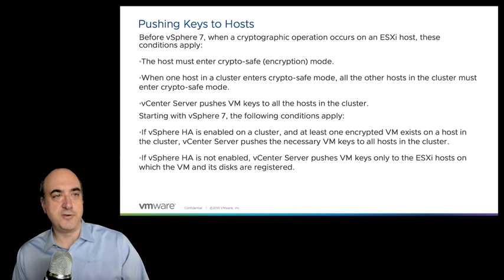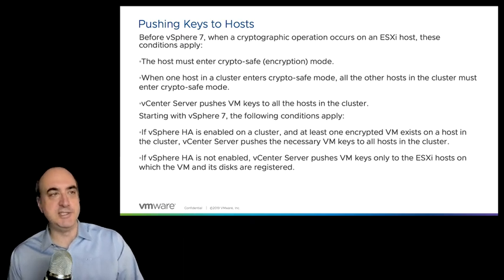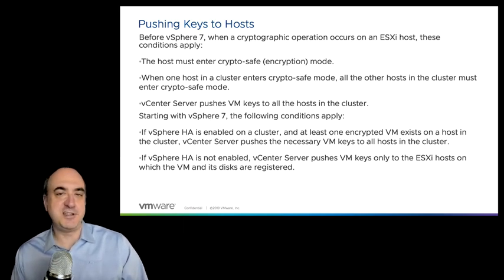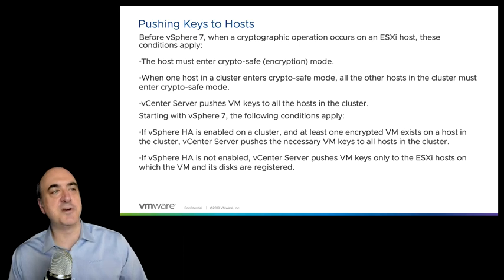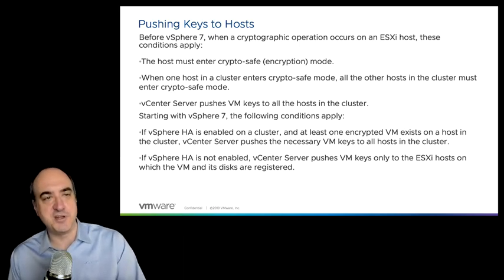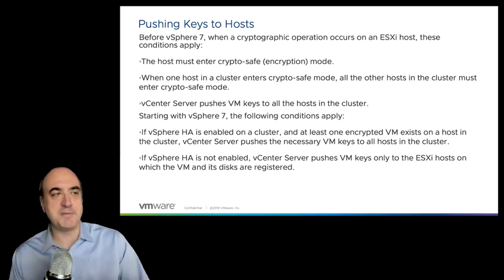All right, now the other responsibility here is pushing keys to hosts, right? Key pushers. Well, there's actually a distinction here between before vSphere 7 and after vSphere 7. So before vSphere 7, when a cryptographic operation occurs on an ESXi host, these conditions apply. The host must enter crypto safe mode before we can start encrypting VMs. Remember, that basically turns on the core dump encryption process, right?